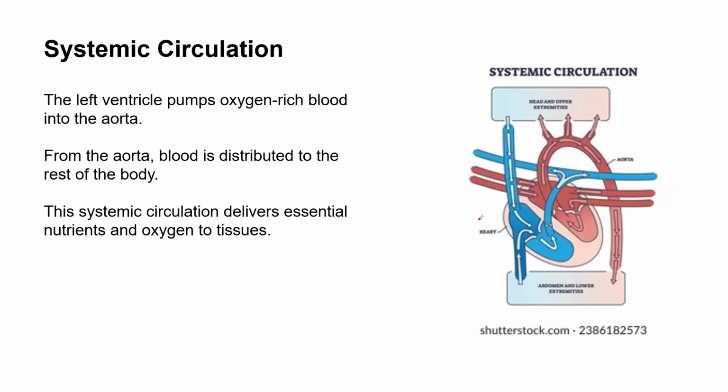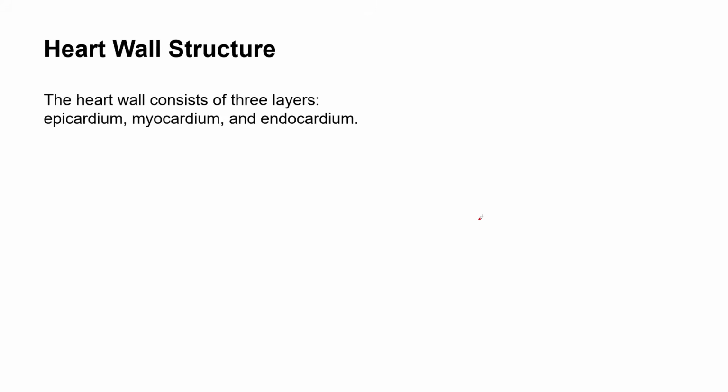So after systemic circulation is heart wall structure. So what do we have in the heart wall structure? The heart wall consists of three layers. Number one, we have the epicardium, we have the myocardium, and we have the endocardium. So these are the three heart wall layers: epicardium, myocardium, and endocardium.